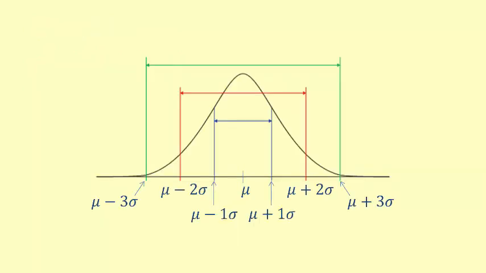No matter the values of the mean and standard deviation for a normal distribution, the area under portions of the curve are consistent. 68.26% of the area is within one standard deviation of the mean. 95.44% of the area is within two standard deviations of the mean. 99.72% of the area is within three standard deviations of the mean.